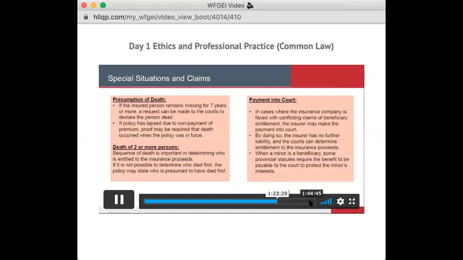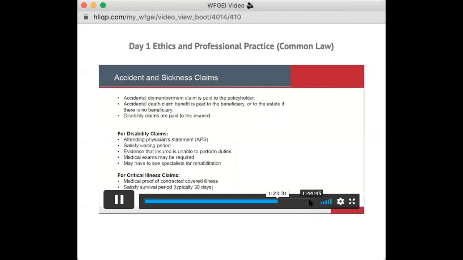In terms of accident and sickness claims, of course, the whole idea of an accident and sickness policy is that you had an accident. So the accidental dismemberment claim is paid to the policyholder.